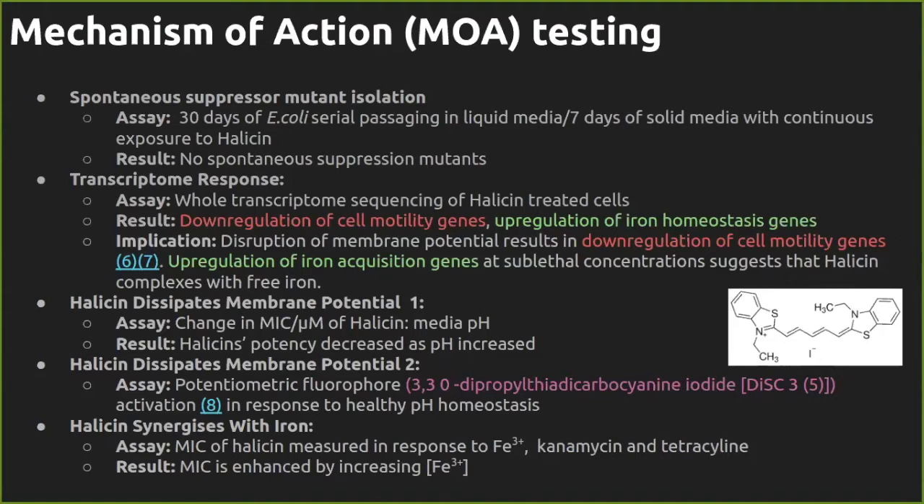And they also found that it synergizes with iron whilst they were testing whether or not it synergizes with other antibiotics. And the minimum inhibitory concentration of halicin was increased as they increased the concentration of iron, which gave them more clues as to the mechanism of action. They found that was similar to ionophore style antibiotics, which apparently bind to certain ions and then disrupt the transport of ions across the membrane.